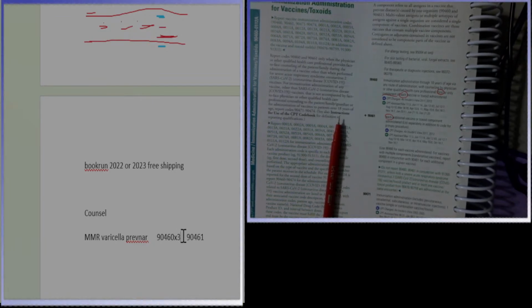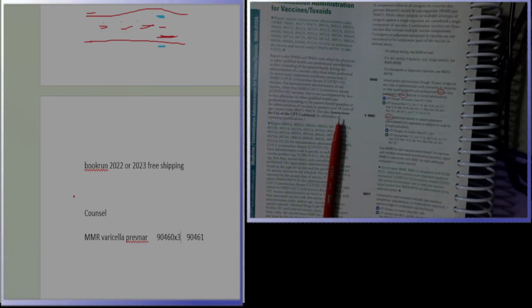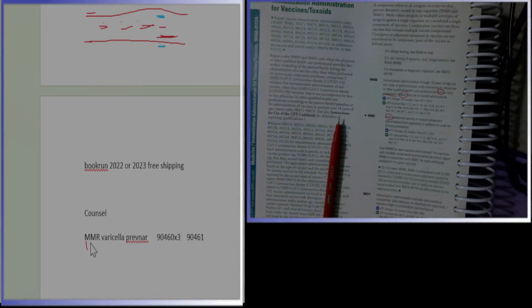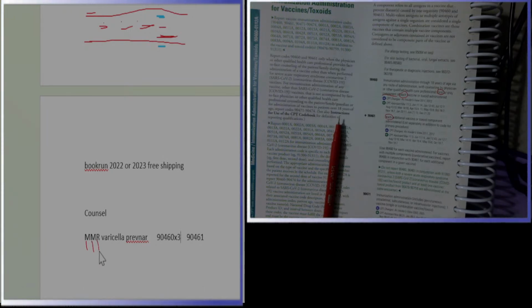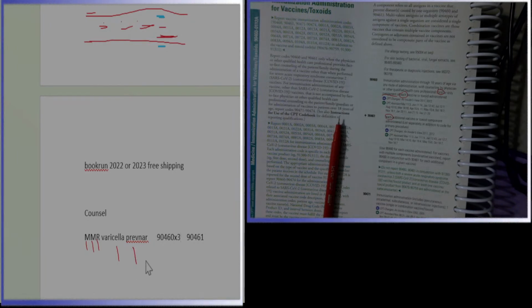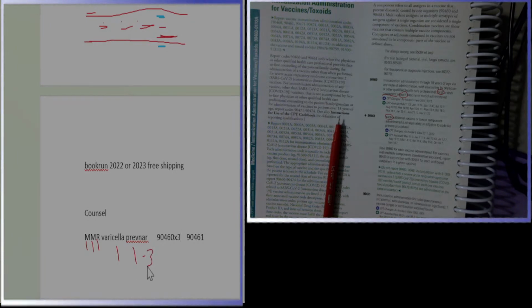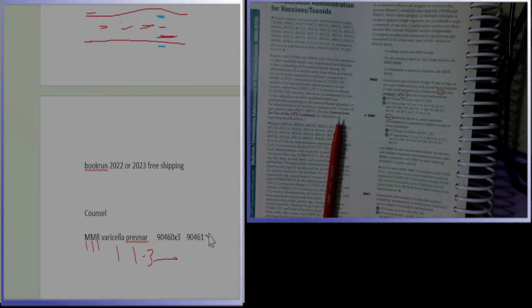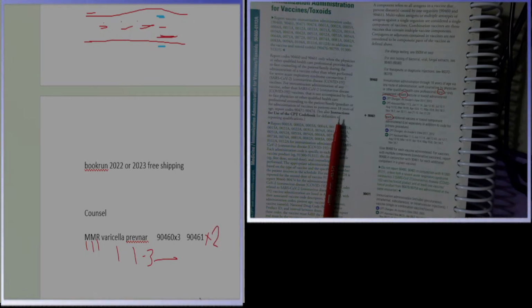All right, 3. So how many components do we have all together? 1, 2, 3, 4, 5. So 5 minus 3 leaves 2 left over. Yep. Good job.